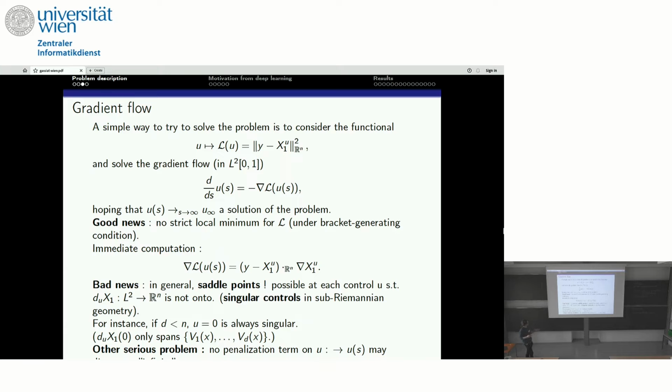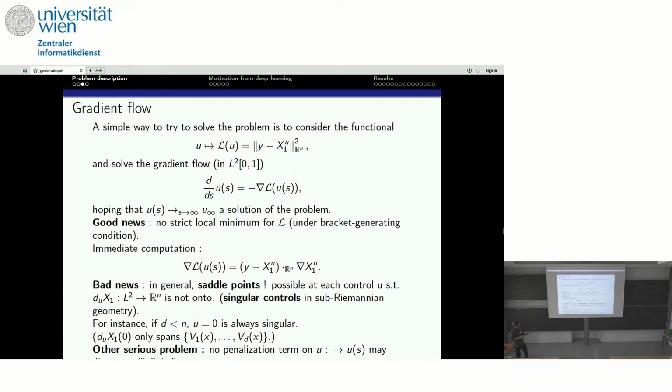Okay, and the first thing that you do is you start to ask yourself some basic questions about this function L. For instance, if you want to find a minimum of a function by gradient flow, a very bad thing is if you have local minima which are not global minima, because in that case, if you start near this local minimum, you would not converge to the global minimum. And the good news is that in that case, this cannot happen because of this controllability condition. Whatever control you have, you can always change it just a little bit to get closer to the target. So there is no local minimum which is not a global minimum.